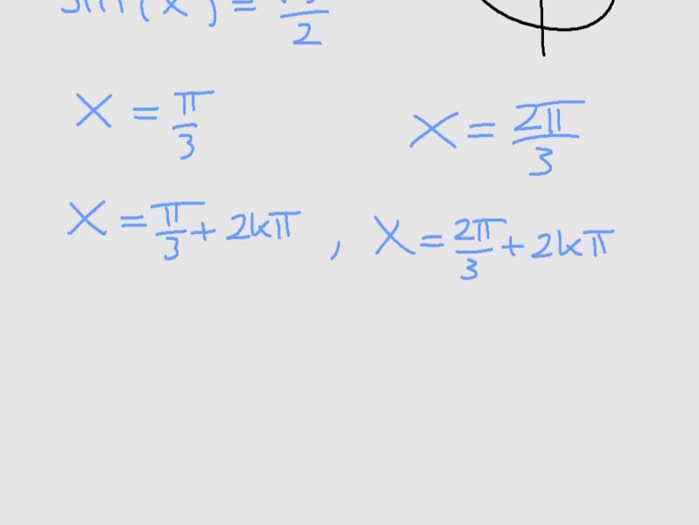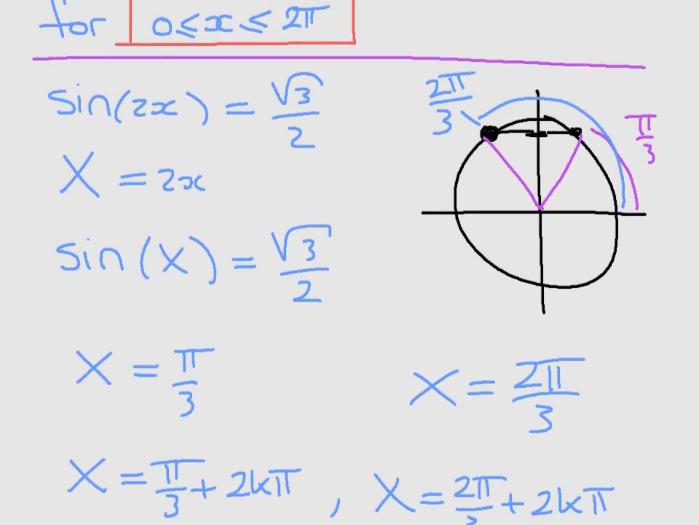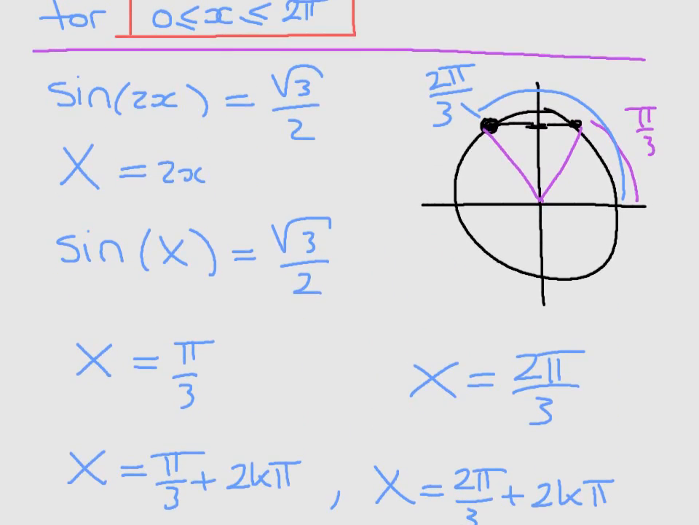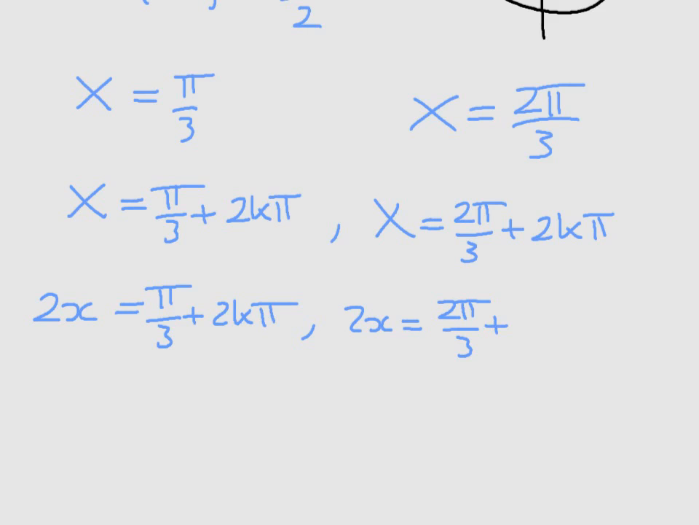Now that we've done this, we're going to go back to what capital X was actually equal to. Remember, capital X was equal to 2x, which is written here. So, I'm going to use that fact and rewrite what we just found. This will lead to 2x equals pi over 3 plus 2k pi, or 2x can be equal to 2 pi over 3 plus 2k pi.